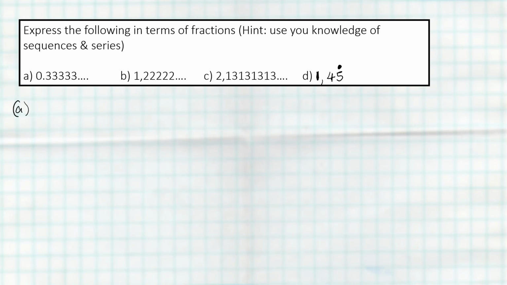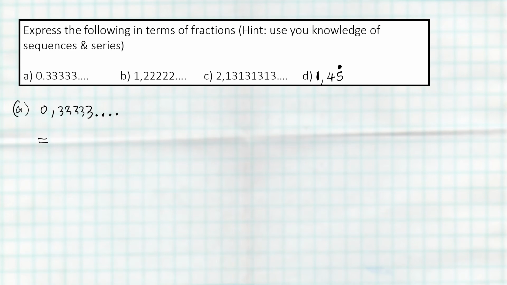So for A, you are given 0.33333, and we can see this is going to infinity. Can you see? It's recurring towards infinity. You must think of sum to infinity. Sometimes they'll just give you 0.3 with a dot on top to show that it's recurring. So you have to use your knowledge about sum to infinity. How do we do that? You rewrite this decimal as a series, and you know sum to infinity is of a geometric series.